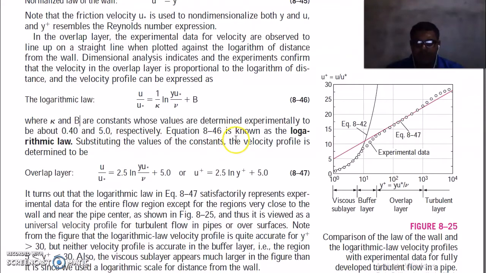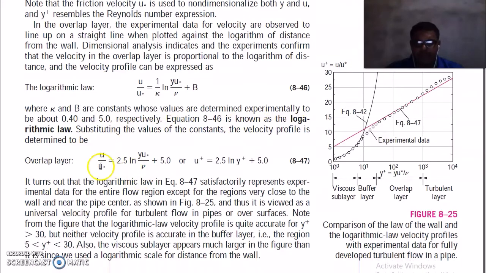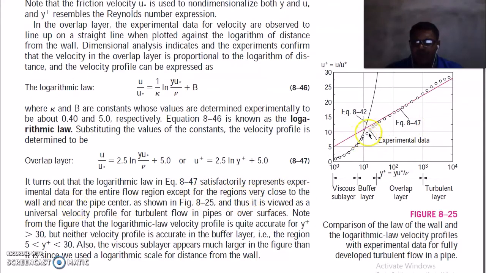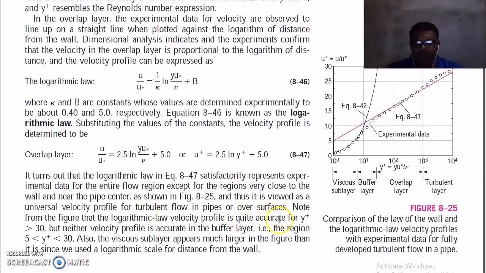So equation 46 is known as the logarithmic law. Substituting the values of the constants, you will get this equation. Now it turns out that the logarithmic law satisfactorily represents experimental data for the entire flow region except for the region very close to the wall. You can see this is the experimental data, and this logarithmic law resembles the data well except in this region. Thus it is viewed as the universal velocity profile for turbulent flow in pipes and over surfaces.